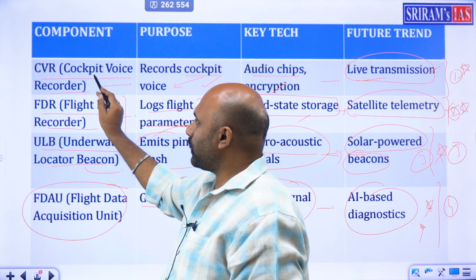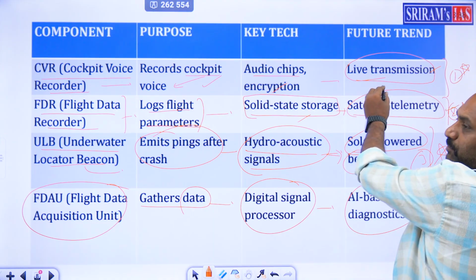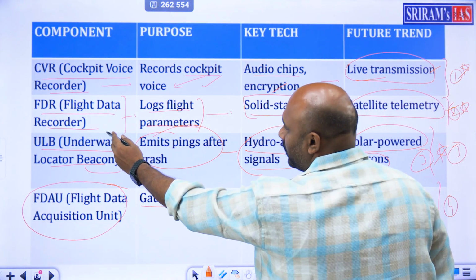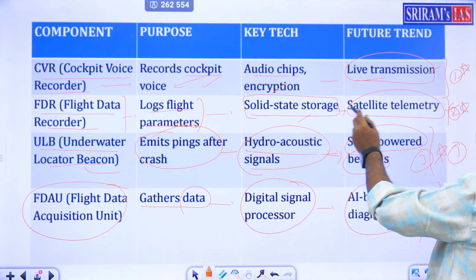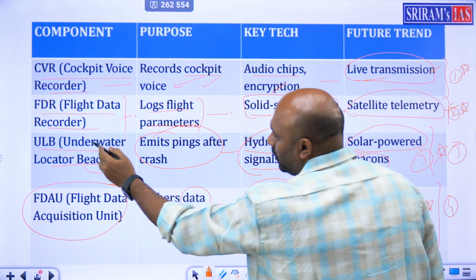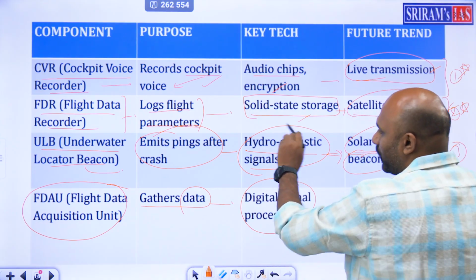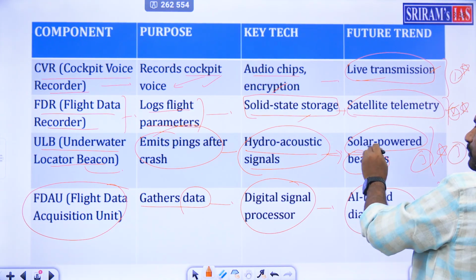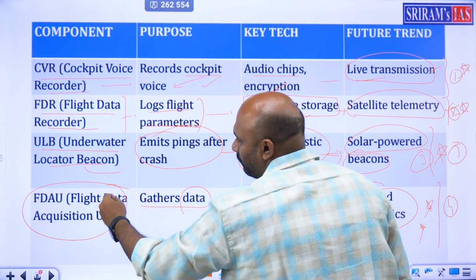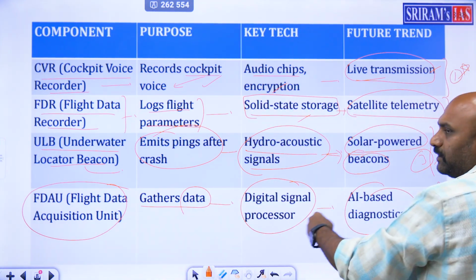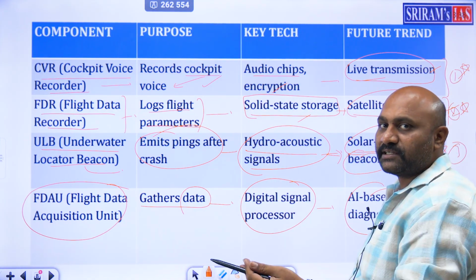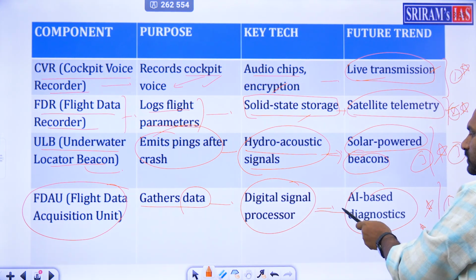So if you observe, CVR, Cockpit Voice Recorder, finally can be live transmitted. FDR, flight data recorder, currently using solid state storage, it can be moved into satellite technology. ULB, underwater location beacon, pings after the crash, currently using hydroacoustic signals, it will be shifted to solar powered beacons. And FDIU, flight data acquisition, it gathers data. Currently they are using DSPs, that is digital signal processors, and that will be shifted towards AI models.